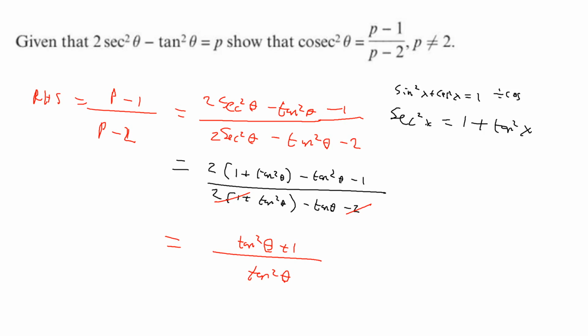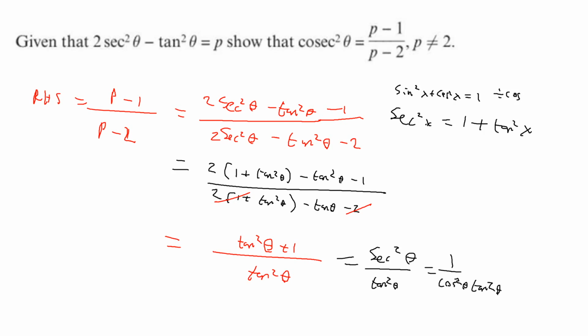Okay. Tan squared plus 1, what's that? That's sec squared theta, isn't it? So this is going to be sec squared theta over tan squared theta, which is the same as 1 over cos squared theta tan squared theta.